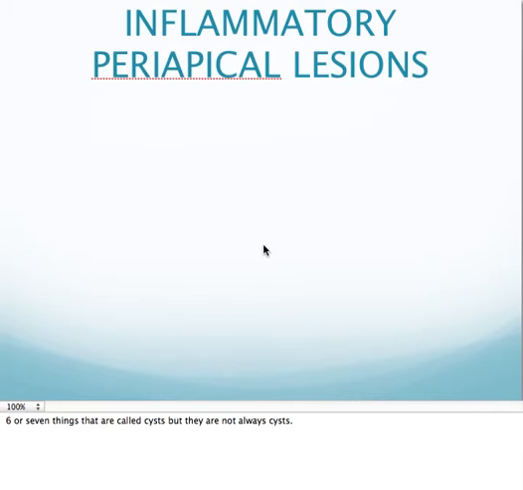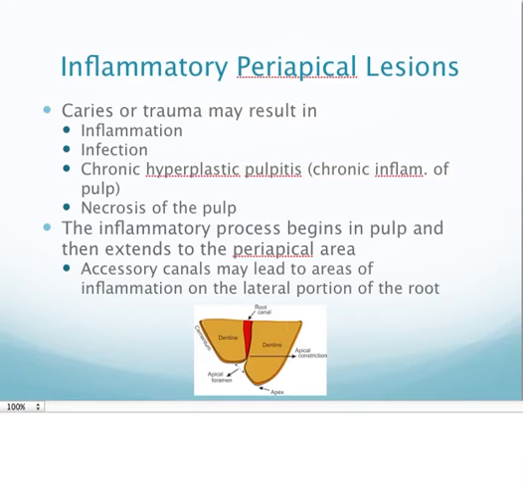Okay, and the last group of lesions we're going to talk about are inflammatory periapical lesions. So basically, the periapical area of the tooth is inflamed. These are 6 or 7 things that are called cysts, but not always cysts. So let's explore them real quick. Okay, let's talk about this group of lesions for a second.